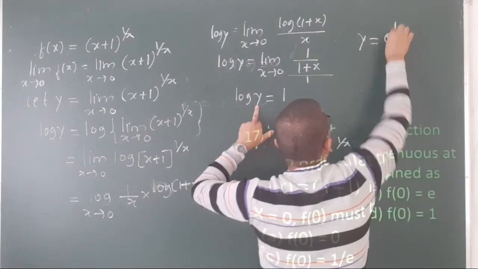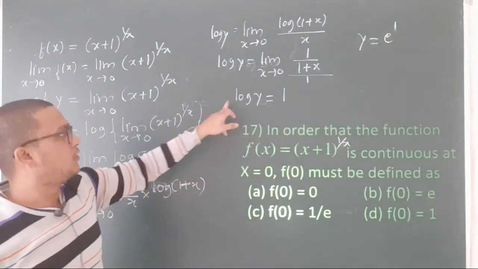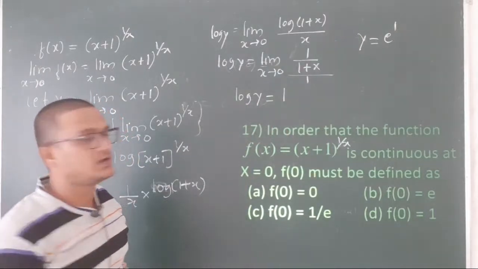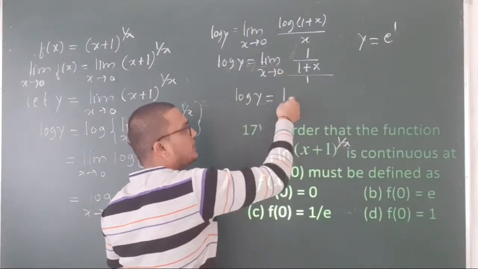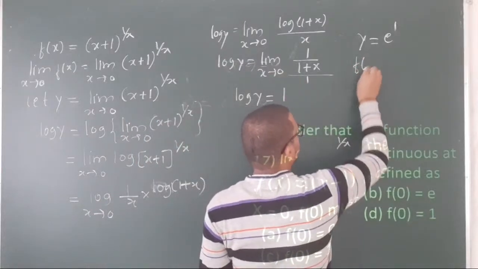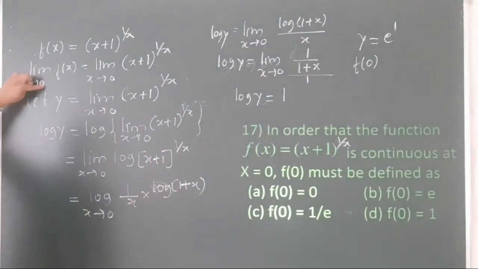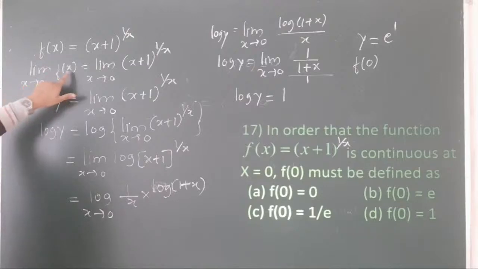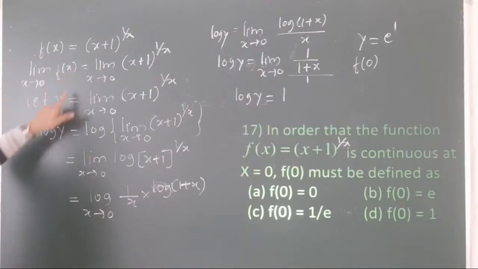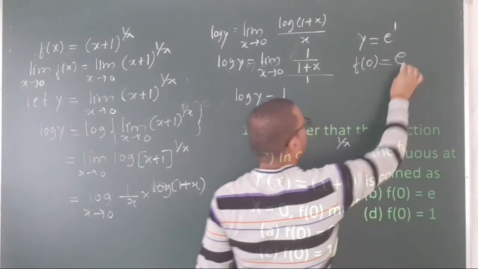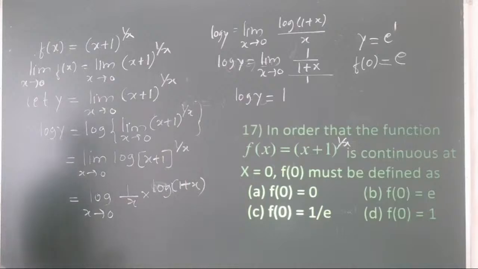That is e to the power 1. Log y is equal to 1. If I eliminate log, then y is equal to e to the power 1. Y means what? Actually it is f of 0 only, because I have taken y as the limit as x tends to 0 of f of x, and if I put x tends to 0, you will get f of 0, that is your y. So therefore f of 0 is equal to e to the power 1, means e. So therefore option B is correct. Option B is correct here.